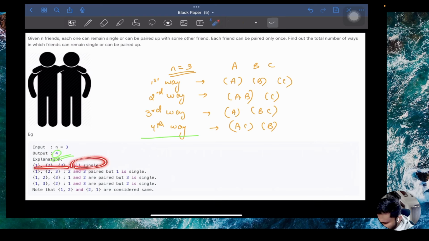You can even see all single; 2, 3 paired, 1 single; 1, 2 paired, 3 single; 1, 3 paired, 2 single, right? And you have to keep in mind that these are combinations. You don't need to consider permutations, so 1 comma 2 and 2 comma 1 are considered the same. It's not like AB is a different pair and BA is a different pair. No, both of them are the same pair. That's why you have AB as one clubbing and then C. So you have to find in how many ways you can pair some of them and keep some of them single, because every single element has a choice that they can either be paired up or remain single, right? So if everyone applies all the possibilities of their choices, in how many different ways can you pair them up or keep them single? This total number of ways you have to figure out.